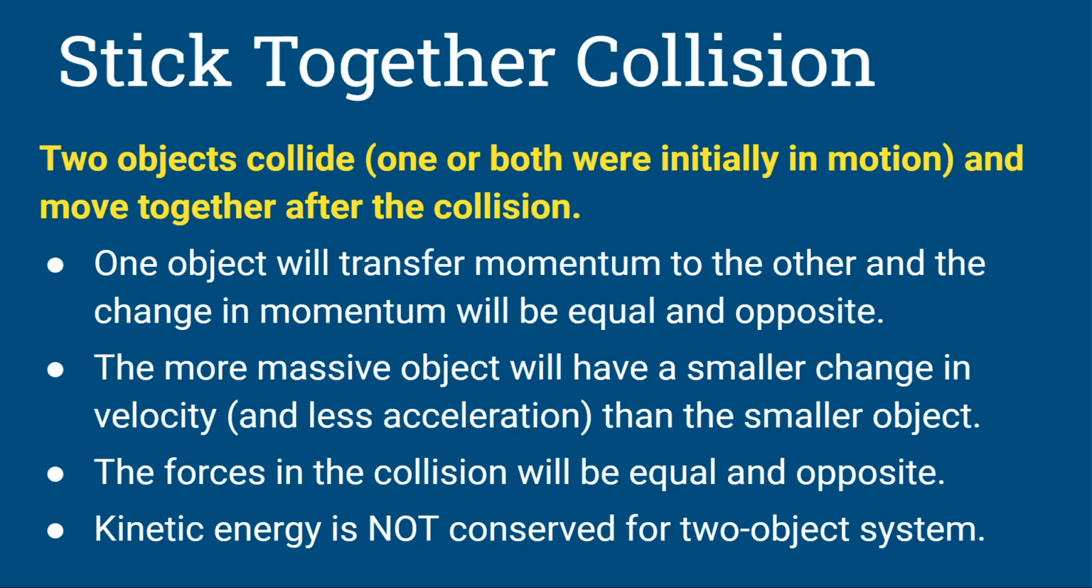Kinetic energy is not conserved for a two-object system. In a stick-together collision, because you have deformation, something got bent out of its normal shape, it's deformed and it's stuck together now, you're going to have dissipation of energy, and therefore you do not have conservation of kinetic energy. If the objects stick together, that will not happen.